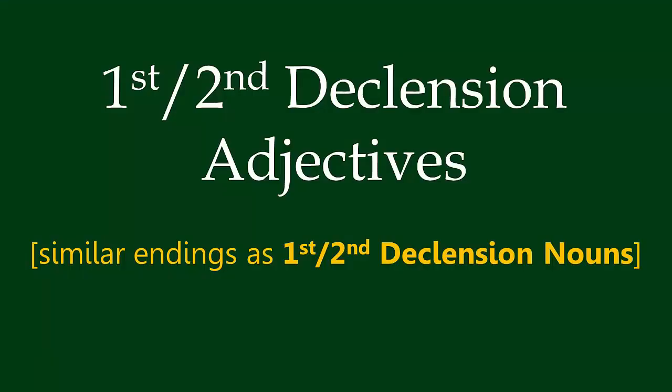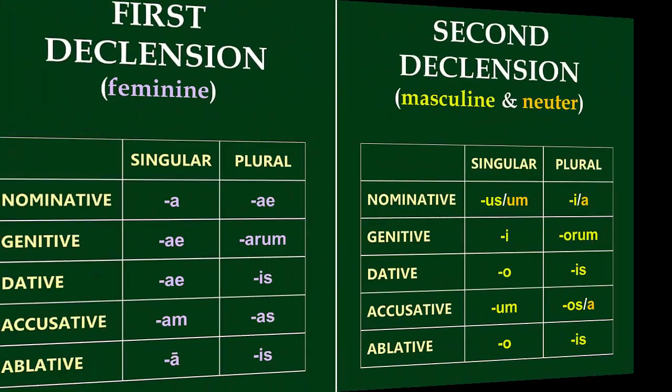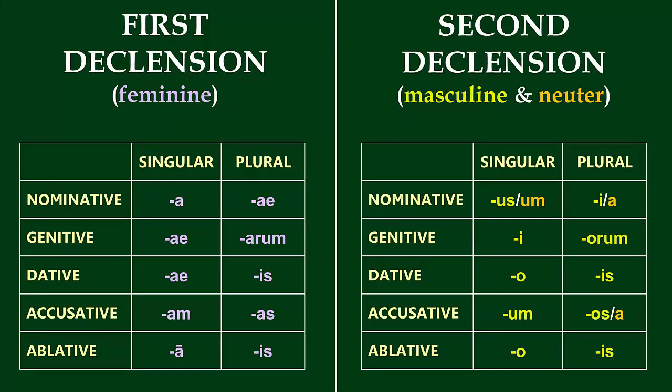Now, the group of adjectives that we are learning right now are known as first, second declension adjectives. Now, that's a little bit of a clunky name, but the reason that they are referred to as first, second declension adjectives is because their endings mimic the endings of nouns in the first and second declension.